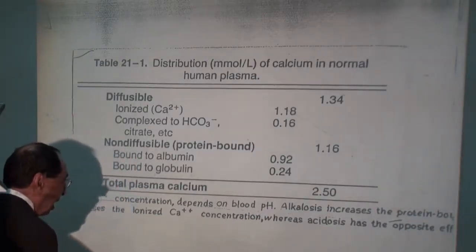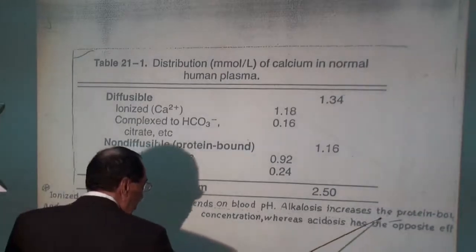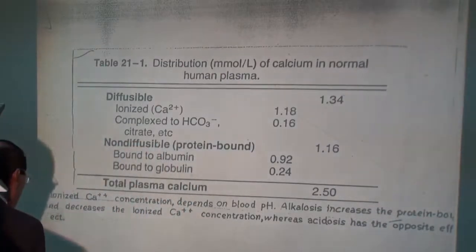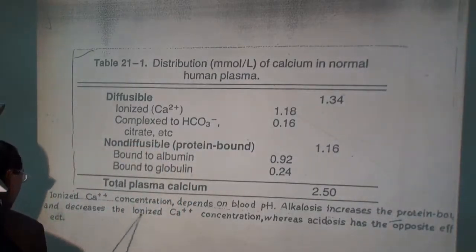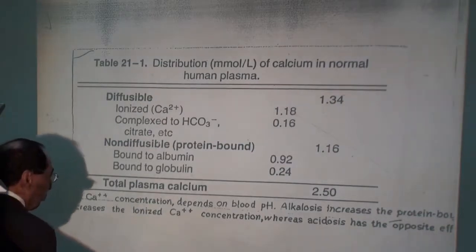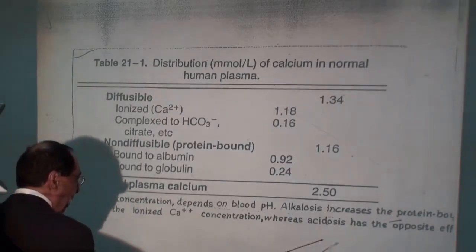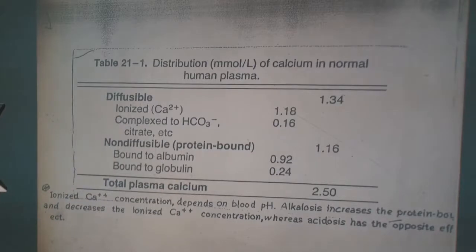Ionized calcium concentration depends on blood PTH. Alkalosis increases protein-bound blood calcium and decreases the ionized calcium level, whereas acidosis has the opposite effect. So pH affects the blood calcium level by affecting the binding of calcium to the proteins.